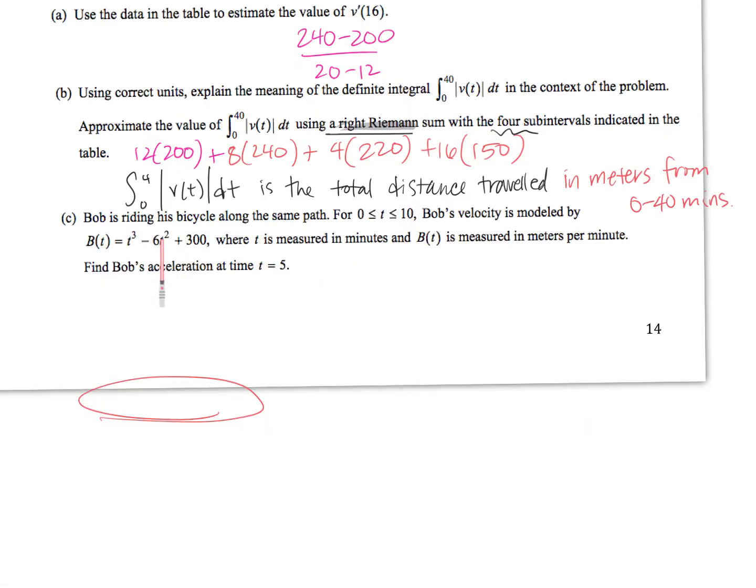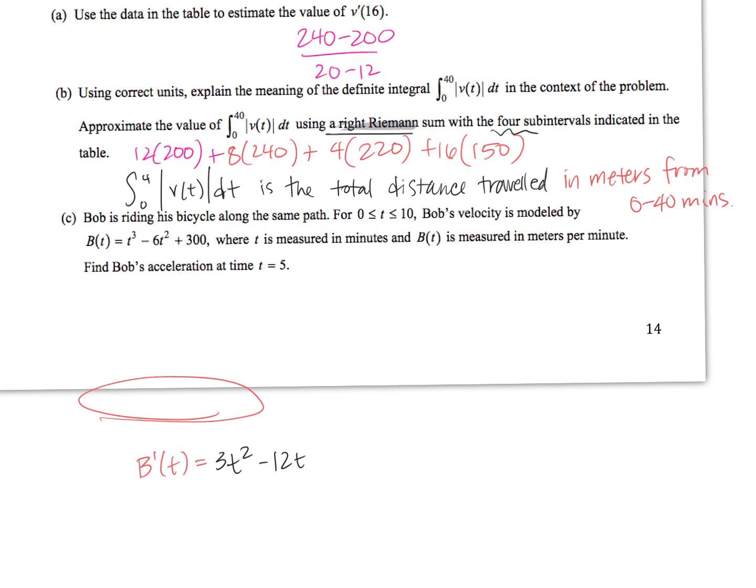If Bob's velocity is this, what do I need to do to that to get his acceleration? Take a derivative. You guys have got it. I'm going to call that the acceleration, b prime of t. What would the derivative of t cubed be? 3t squared minus 12t.